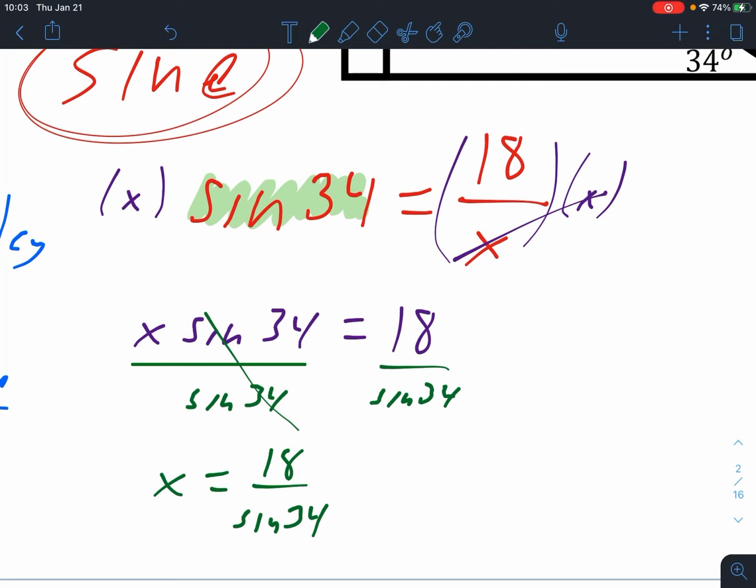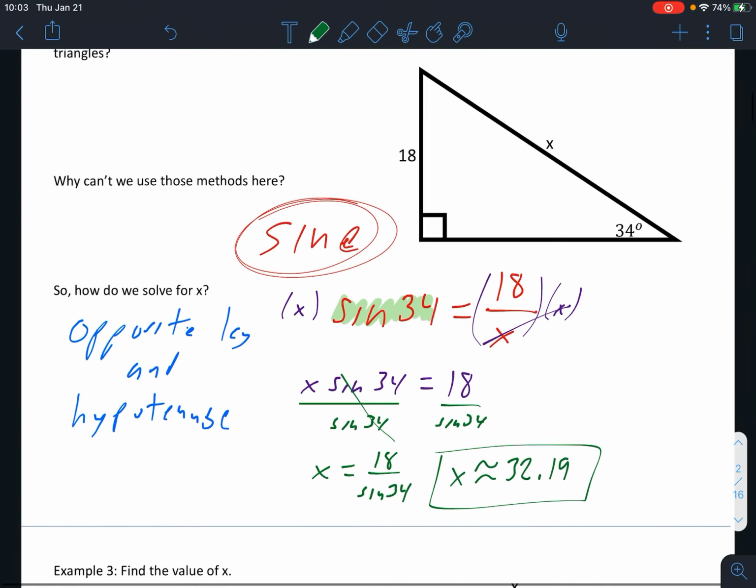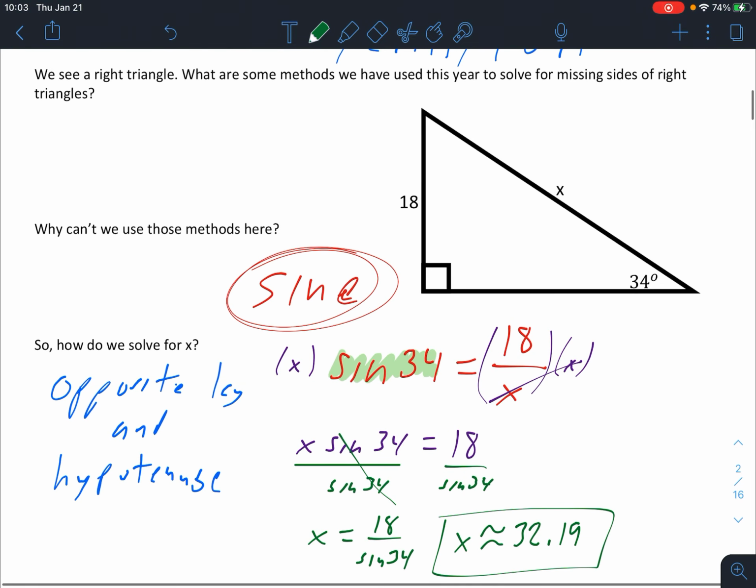Now we can get an approximation by typing that into our calculator. So 18 divided by, hit the sine button, 34. And our approximate answer here is 32.19. And that's pretty much what we're going to be doing for all the problems in this section.